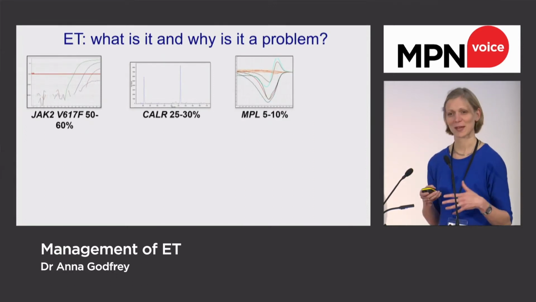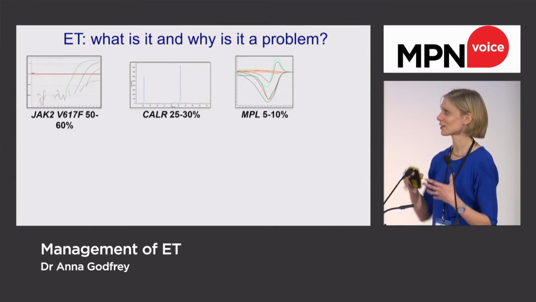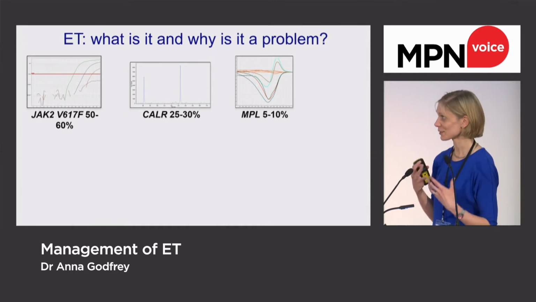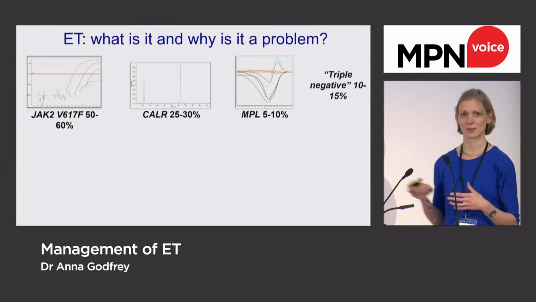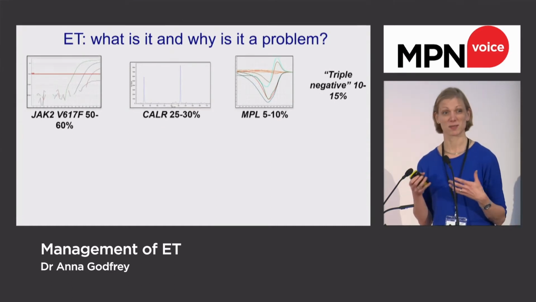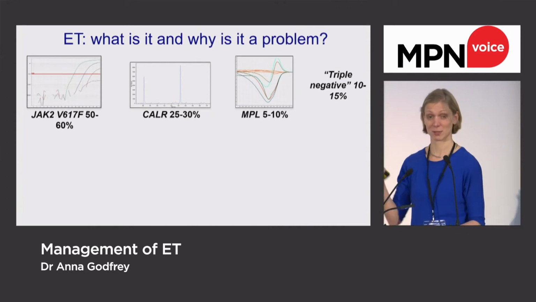A minority of people have a mutation in a gene called MPL, which is an important protein that is involved in telling megakaryocytes when to grow. And then around 15% of patients, we don't identify one of these mutations, and we sometimes refer to those patients as having triple negative disease, which just means they don't have any of these 3 mutations.